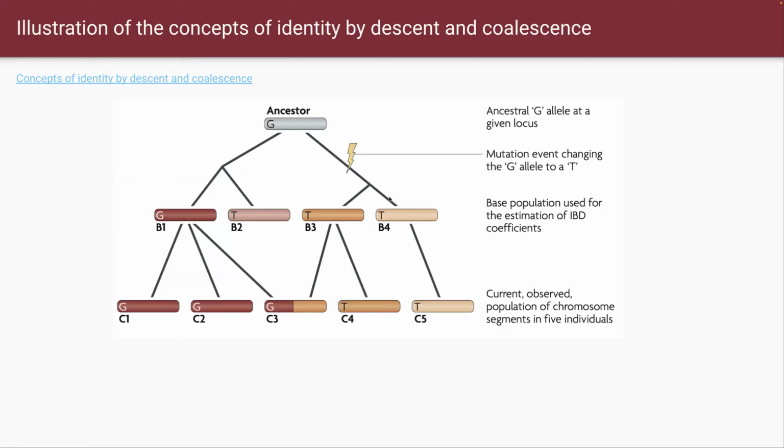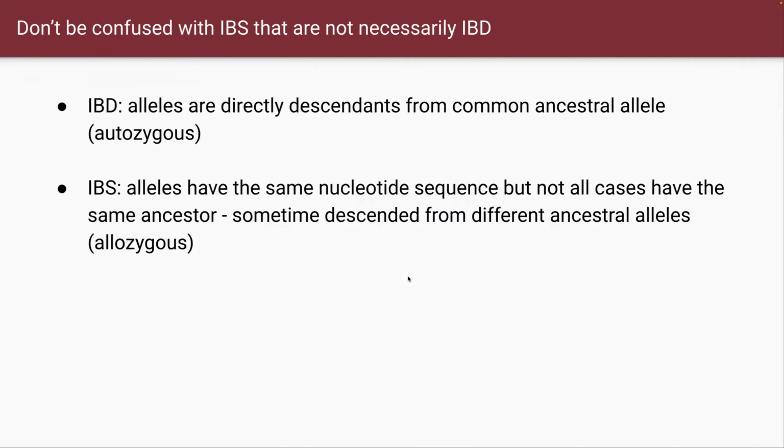So this is another example. This ancestor has a G allele, and somewhere a mutation happened here, and G changed to T. So T happened here and here. They have the IBD situation because they have the same ancestor. That's basically what we discussed. Also, IBD we call autozygous, and IBS we call allozygous. The same meaning.